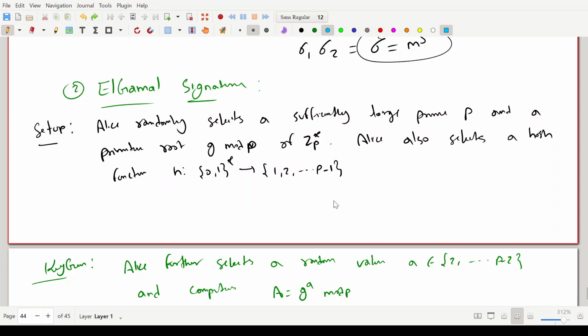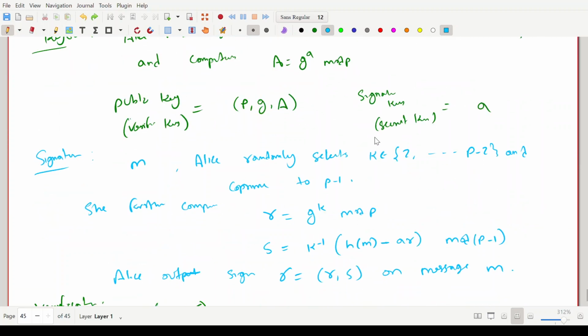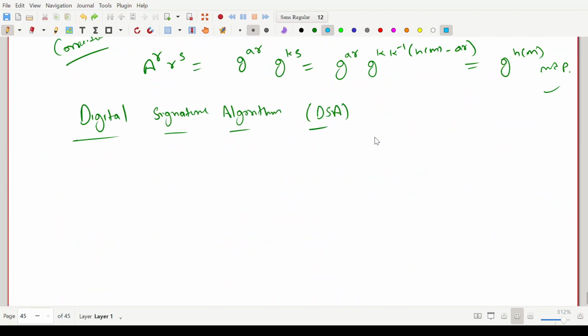So the setup is the same: Alice randomly selects a sufficiently large prime P, a primitive root G, and a hash function. Large prime P, primitive root G, and hash function. And key generation is again the same as in the ElGamal signature.